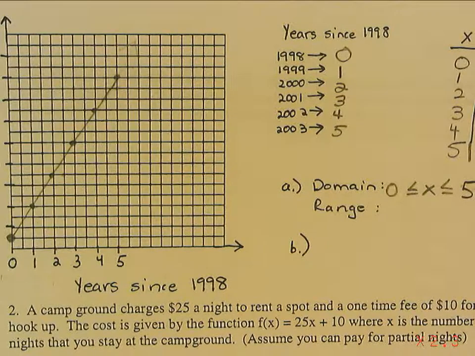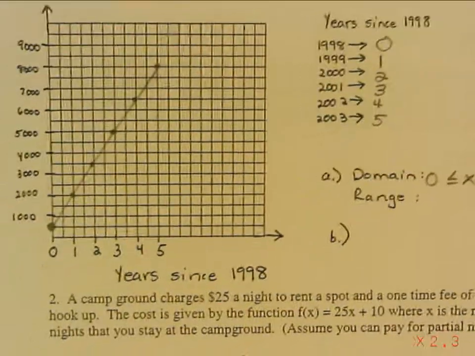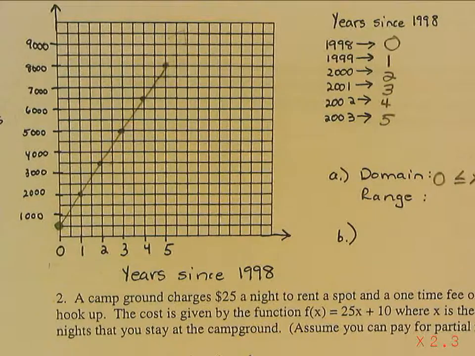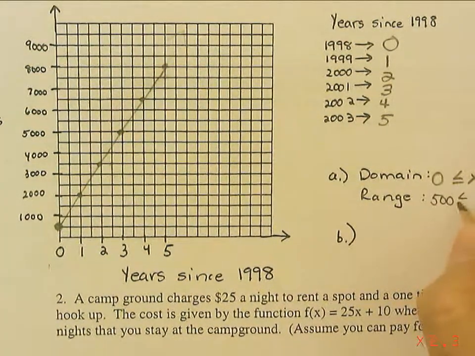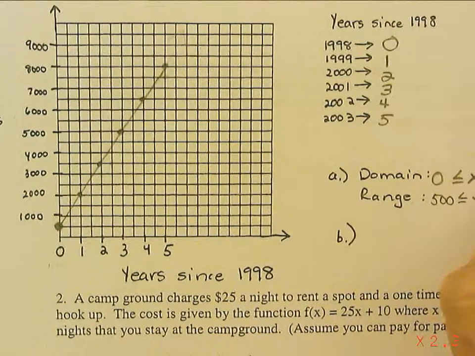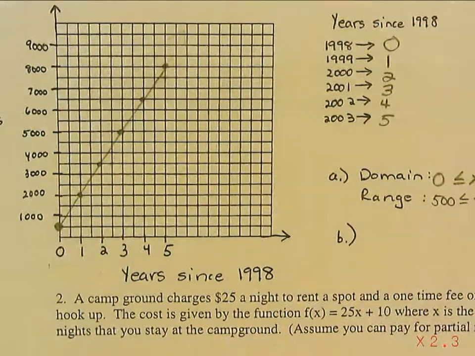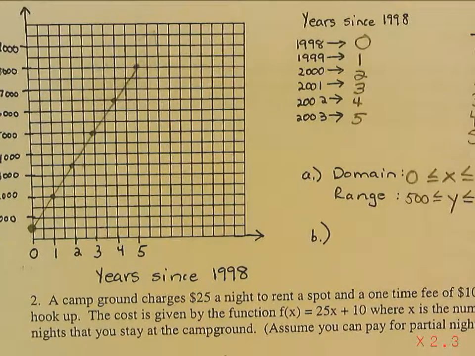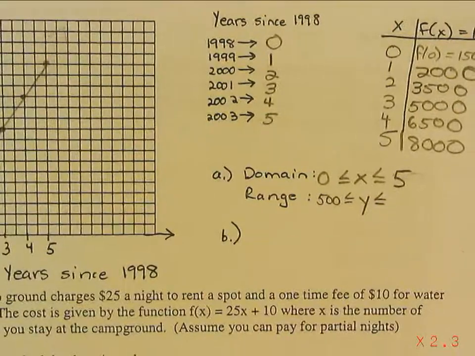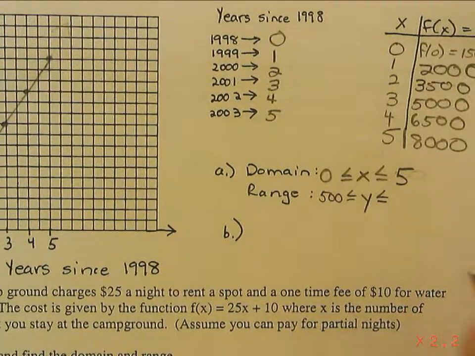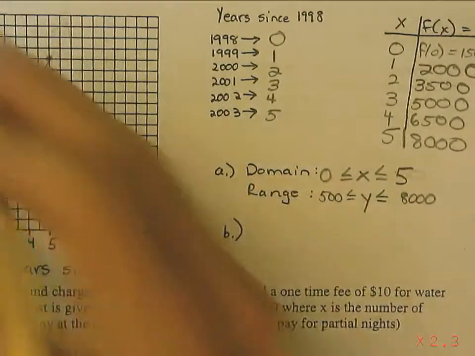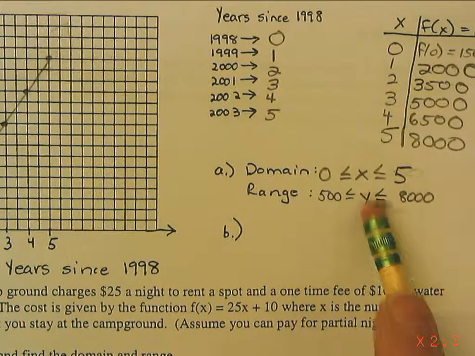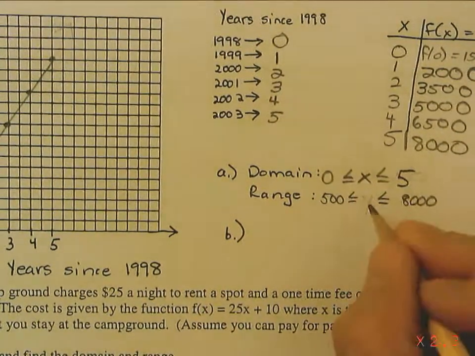So what's the minimum y value? 500. So 500 is my minimum y. And what's my maximum y? 8,000. So my range should be in between. Now, technically, because I used f of x, this should be f of x, but I will always accept y.